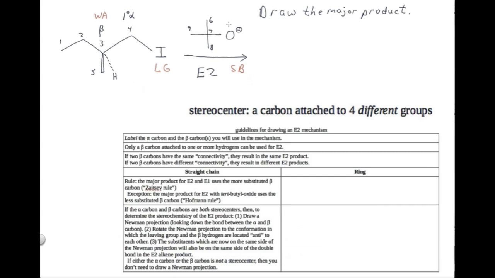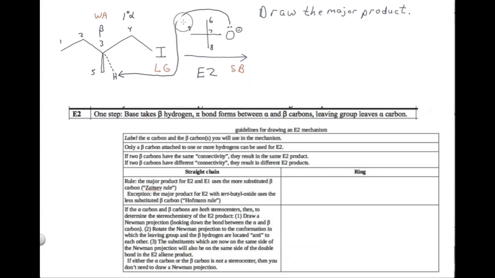Remember that the arrows should go from the base to the beta hydrogen. This is the arrow that shows the base taking the beta hydrogen. Then we need an arrow to show the pi bond forming between alpha and beta carbons. Here's that arrow. And then an arrow to show the leaving group leaving the alpha carbon. Here's that arrow. Now we can draw the products.